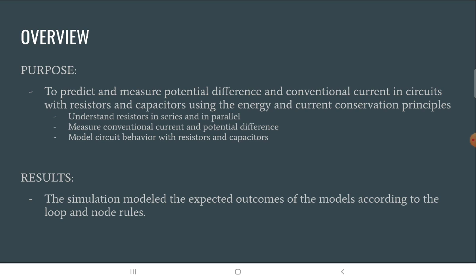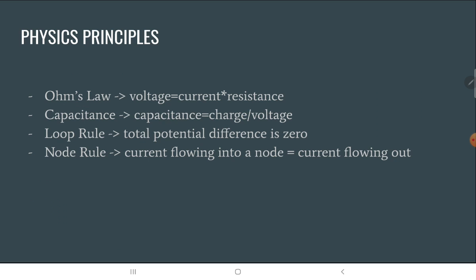So specifically, we're going to understand resistors in series and in parallel. We're going to measure the conventional current and potential difference, and model circuit behavior with resistors and capacitors. The overall result was that the simulation modeled the expected outcomes of the circuits according to the loop and node rules. So our physics principles are first Ohm's law, which just states that voltage equals the current times the resistance.